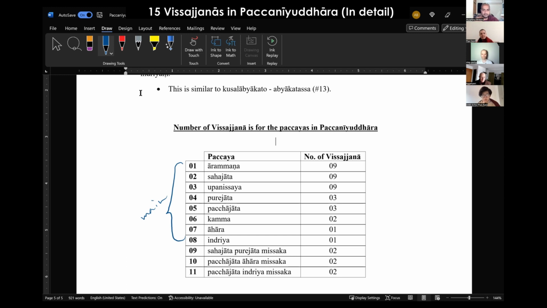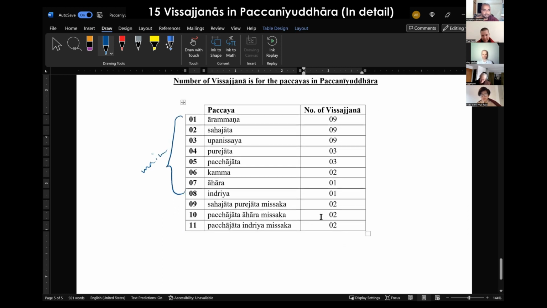for nārammaṇa, we have 9 Vissajjanās, which means the 9 answers. For sahajāta, there are 9. For upanissaya, 9. For purejāta, 9. For paccayāta, 9. For kamma, 2. Ahara, 1. And indriya, we have 1.